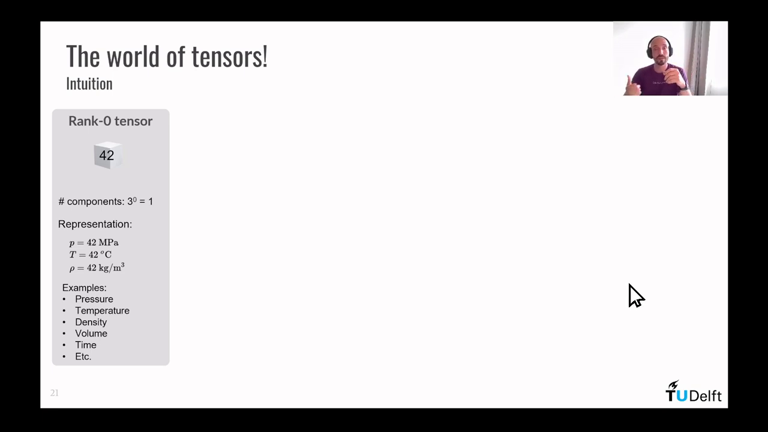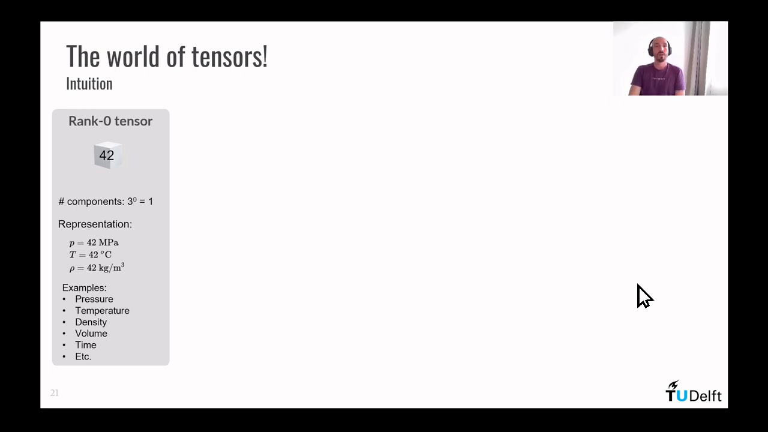What else? Distance. Distance is also a rank 0 tensor. It doesn't make sense to say the distance between 2 points is 42 meters, and then ask to which direction. What do you mean which direction? It's 42 meters. It doesn't have a direction associated to it. Same thing with volume. The volume is 42 cubic meters. To which direction? It doesn't make sense. So a rank 0 tensor has only one component, and that component is not associated to any direction at all.